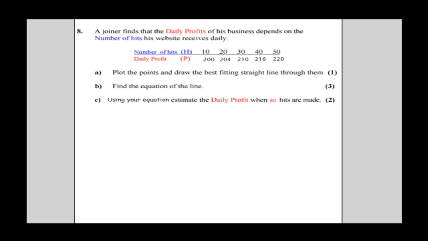The joiner finds that the daily profits of his business depend on the number of hits his website receives daily. We've got a table here of the number of hits, H, against the daily profit, P. First thing we're asked to do is plot the points and draw the best fitting straight line through them.